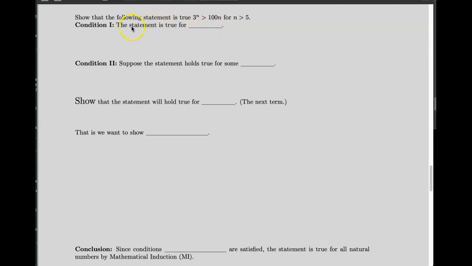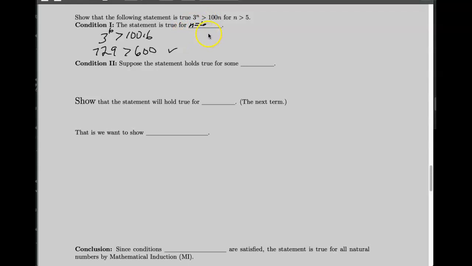So when we show condition 1, we're no longer using n equals 1 because of what's given. Since n is greater than 5 and n is a natural number, we have to use n equals 6. When n is 6, is 3 to the 6 greater than 100 times 6? Well, 3 to the 6 is 729, and 100 times 6 is 600. So it is in fact true that 729 is greater than 600. So condition 1 holds.